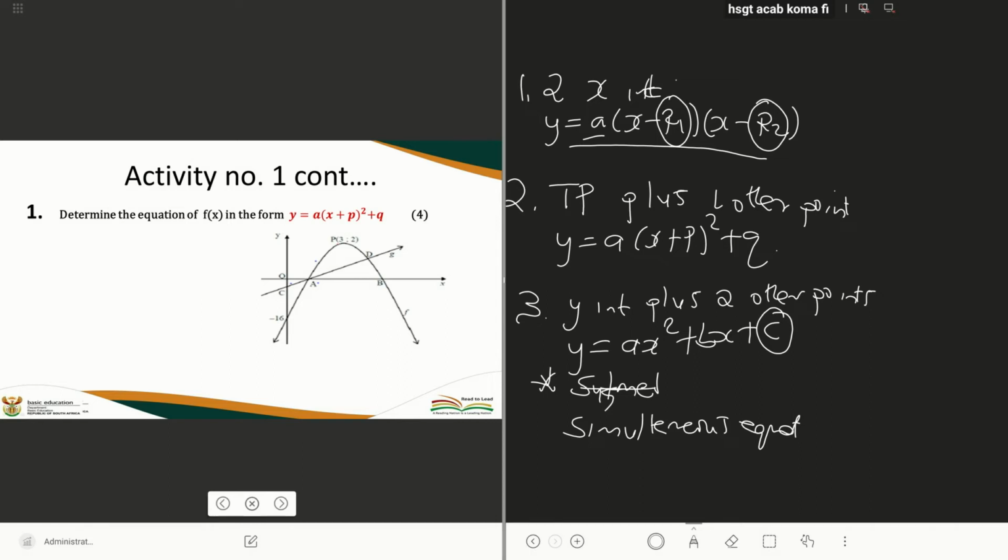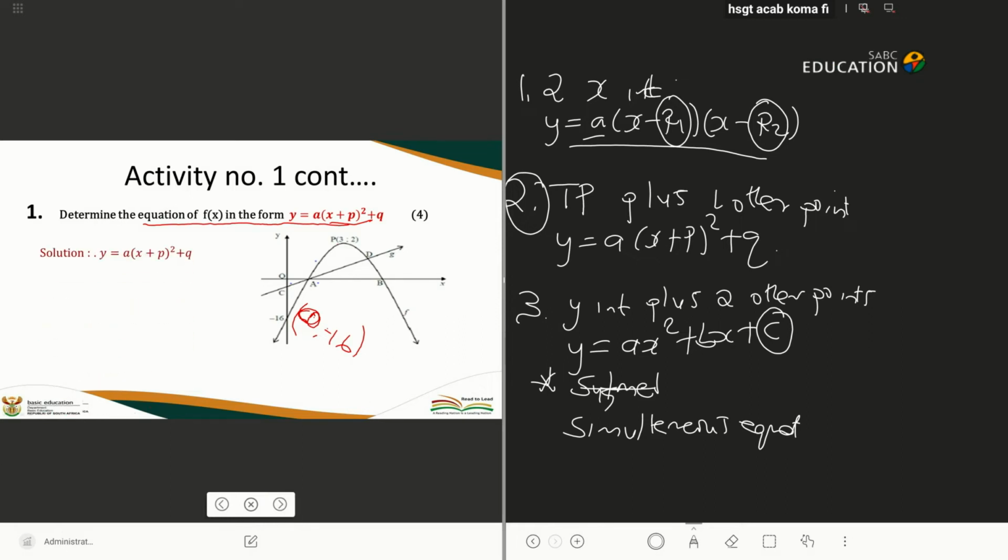Now let's take a look at this one. In this case, they want us to write the equation in this form. Now let's check what we are given. We are only given the turning point and one point here, which is the y-intercept, so it will serve as one other point. So it's (0; negative 16). So we have a turning point and then one other point. So we can consider option 2, using the standard form, y is equal to a into x plus p all squared plus q.